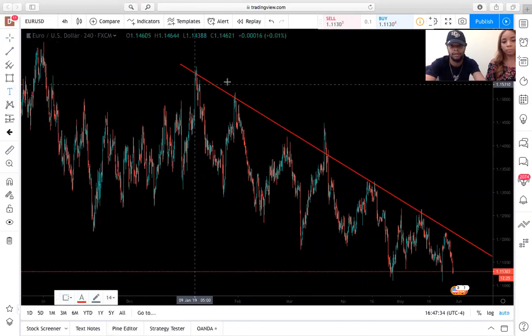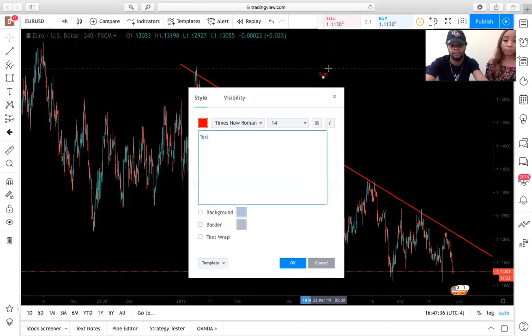let's write this out for you guys. Downtrend pullbacks slash retracements: lower highs, lower lows.